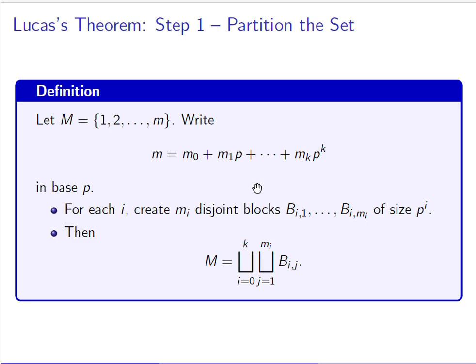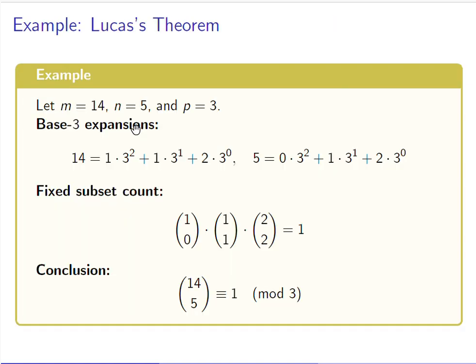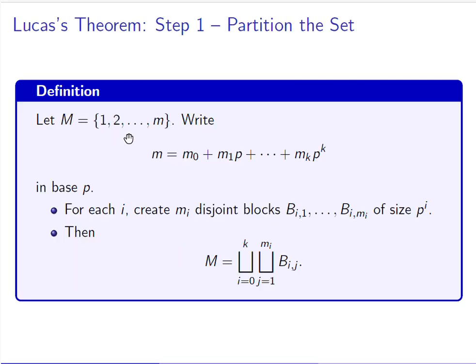The proof is by group action. Remember, we want to compute m choose n. So we take a set of size m, and then we obtain the base p expansion of m in this form. What this is saying is that to form m, you need m_0 blocks of 1, you need m_1 blocks of size p, so a block is just a subset. So you have this number of elements.